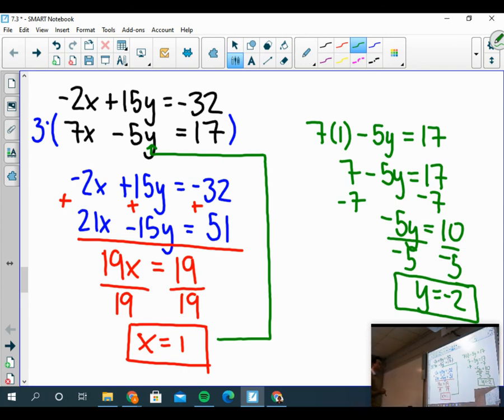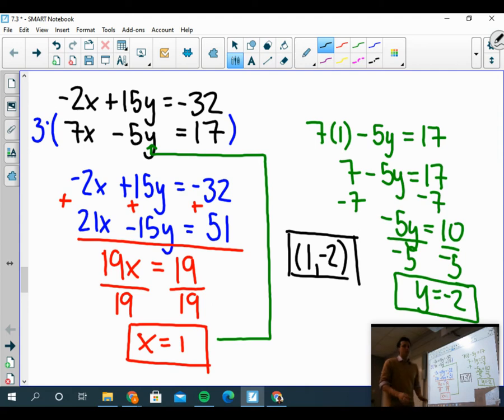Y equals -2. Okay, so you again could check this solution by plugging your coordinate pair back into your original equations. You plug it back into the original, make sure they create two true math statements. If we did that, -2 times 1 would be -2. 15 times -2 would be -30. -2 plus -30 is -32. You check the other one as well, and we'll see that as our solution.